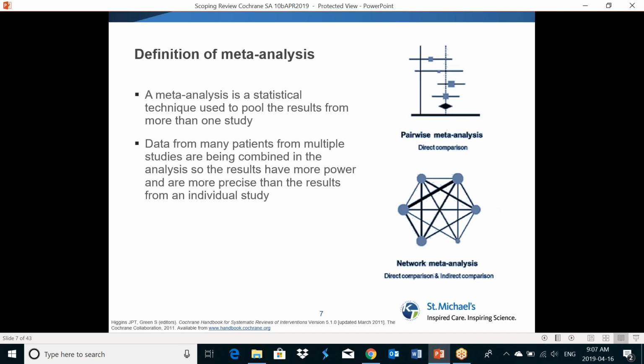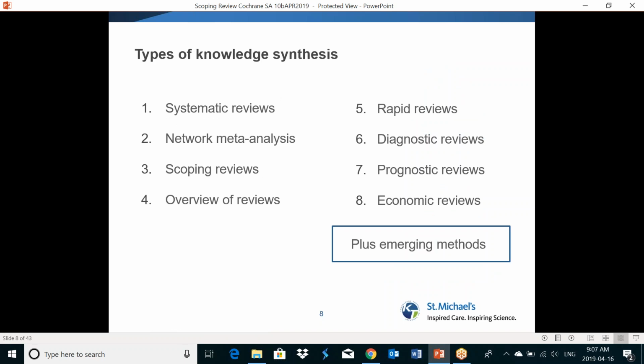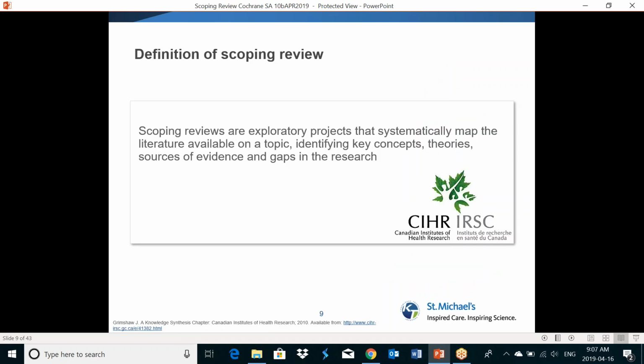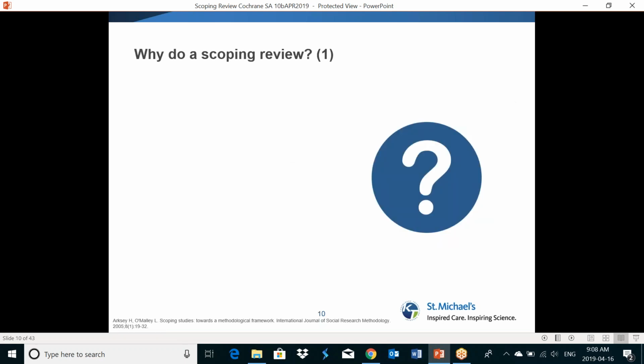In terms of a meta-analysis, this is what we do when we statistically pool the results from more than one study. And we say that because we have a lot more data from patients and multiple studies, then we have more power to detect a difference should one exist. So now when we're thinking about a scoping review, according to the Canadian Institutes of Health Research, scoping reviews are exploratory projects that systematically map the literature available on a topic, identifying key concepts, theories, sources of evidence, and gaps in research. So if you're wondering why would you do a scoping review?